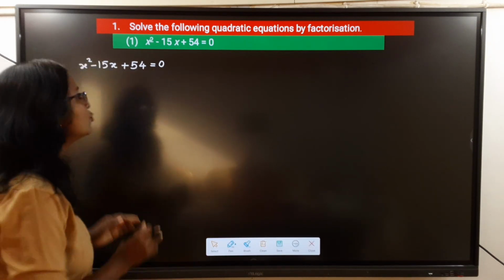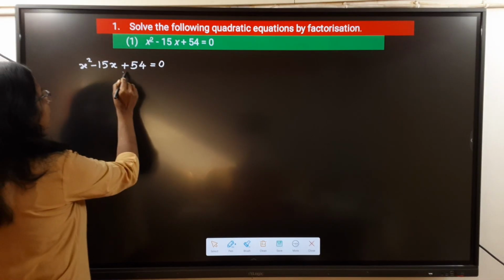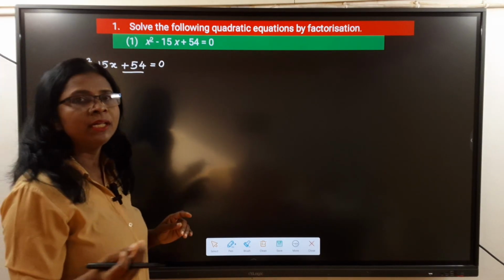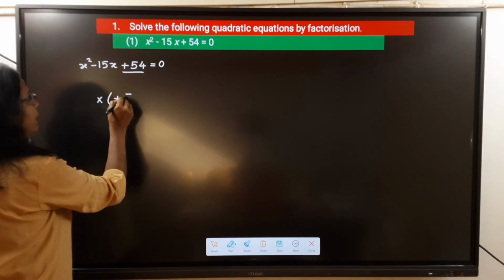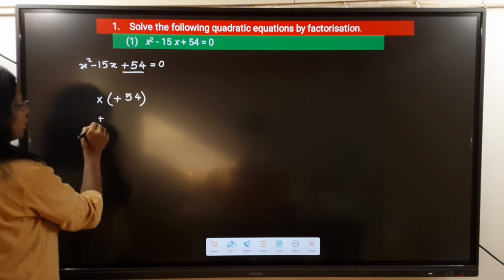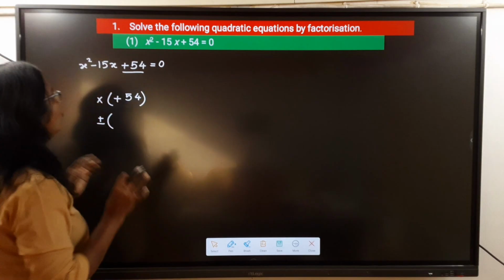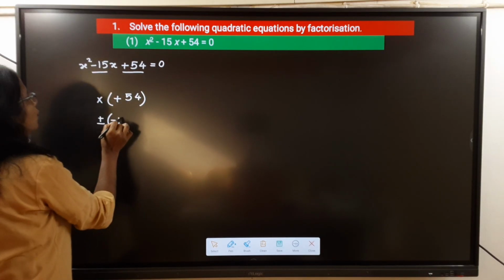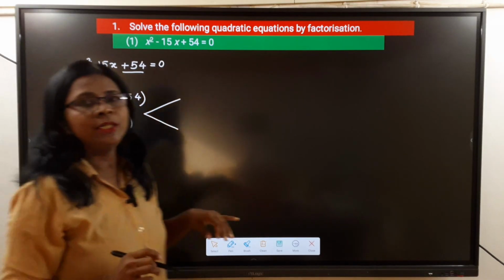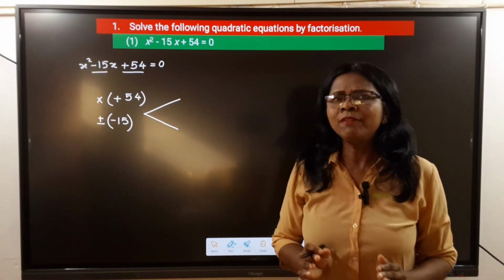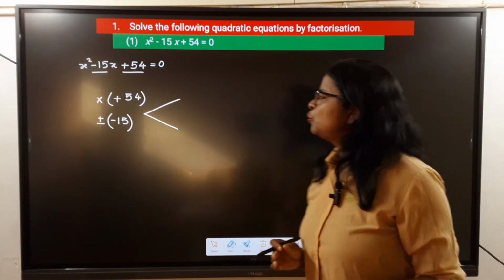That means here students, we want the two numbers such that their product will be positive 54 and their addition or subtraction would be minus 15. So we have to find two numbers that fulfill these two conditions at the same time. So which are these two numbers?